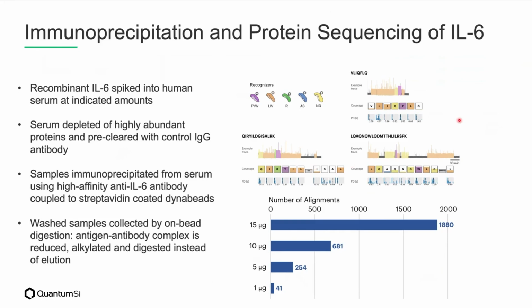What you can see in the data shown here above, again using our standard 5 recognizer kit, is that we were able to identify 3 unique peptides that align to these sequences from IL-6, as shown above, each with their unique kinetic trace, along with their corresponding coverage maps and pulse durations. So again, this highlights the ability of this technology to work in workflows such as immunoprecipitation.